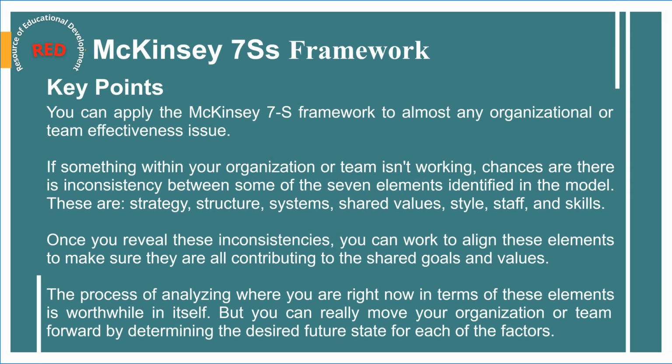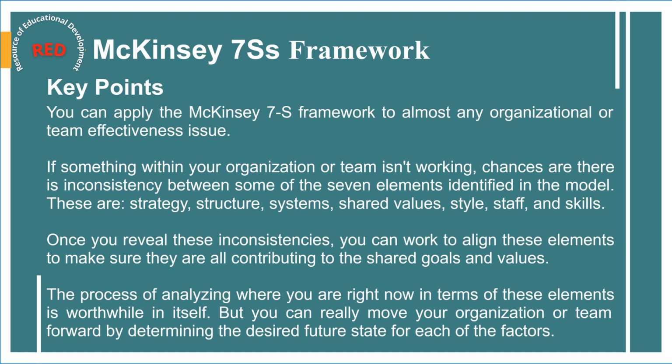You can apply the McKinsey 7S framework to almost any organizational or team effectiveness issue. If something within your organization or team isn't working, chances are there is inconsistency between some of the 7 elements identified in the model. These are strategy, structure, systems, shared values, style, staff, and skills. Once you reveal these inconsistencies, you can work to align these elements to make sure they are all contributing to the shared goals and values.